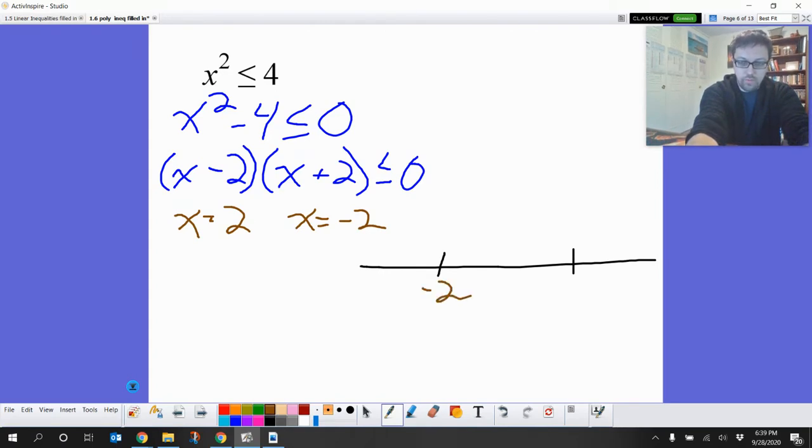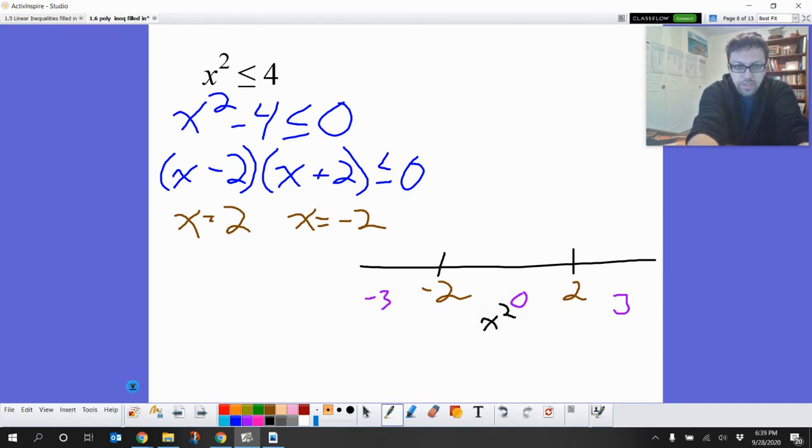So I've got -2. I've got 2. I need some test points. So I'm going to use 0 again because I'm lazy and that's easy. I'm going to use -3 and 3. Again, those could be different numbers, but it's just easier to use the same number. And I might be able to do this one from a distance.